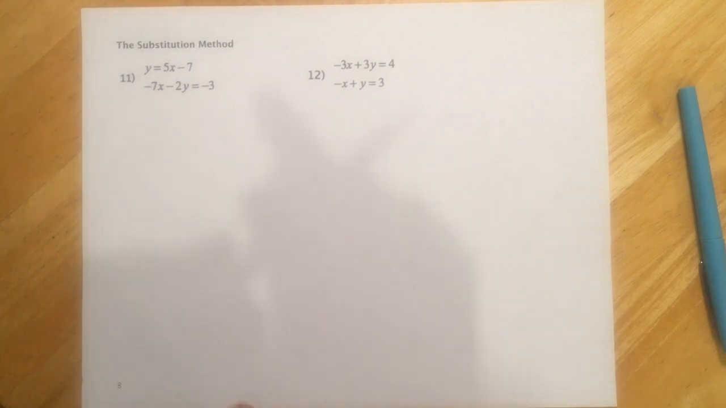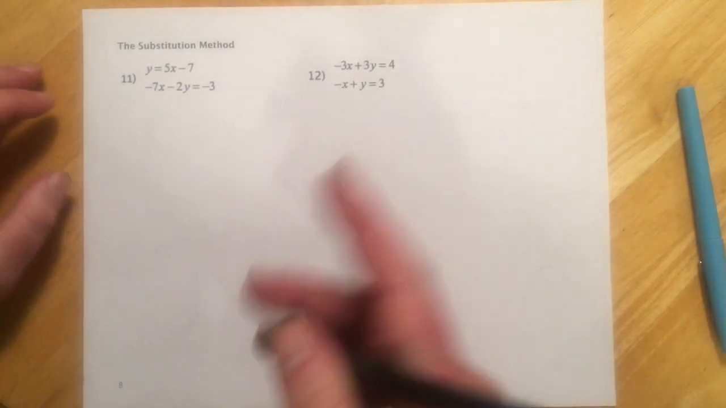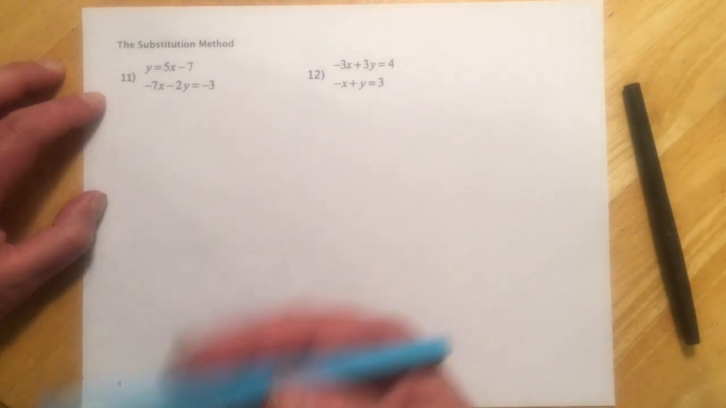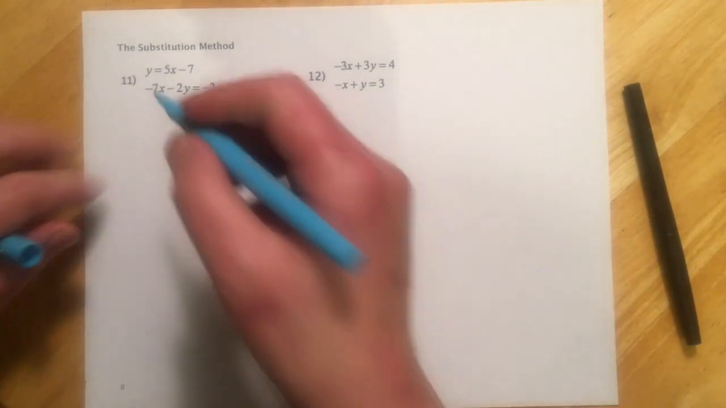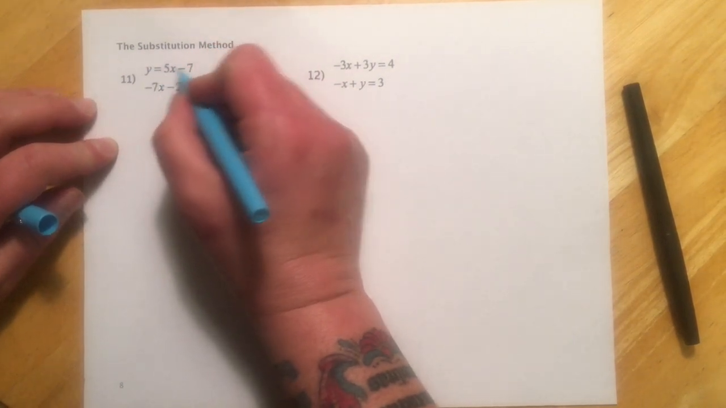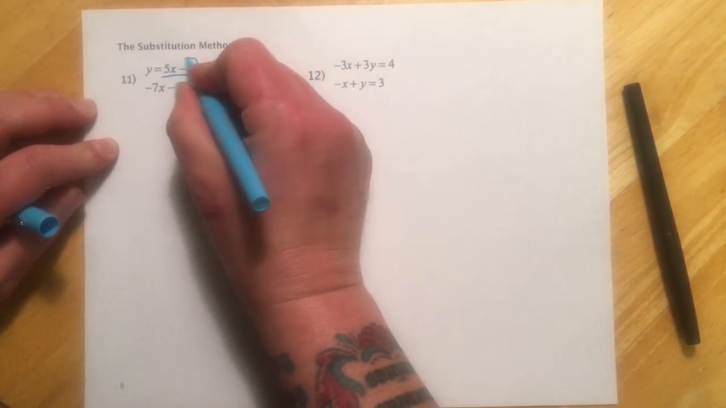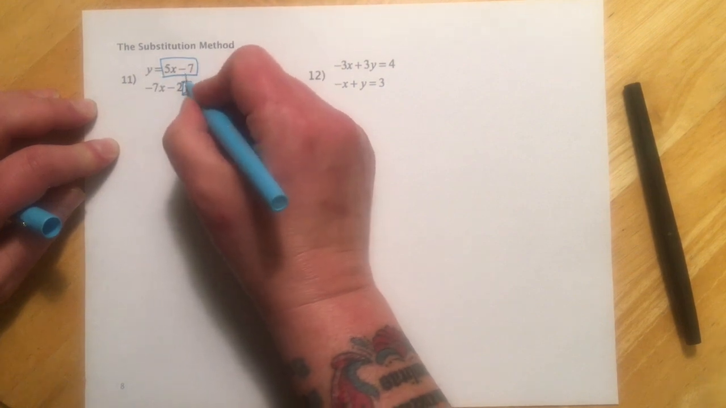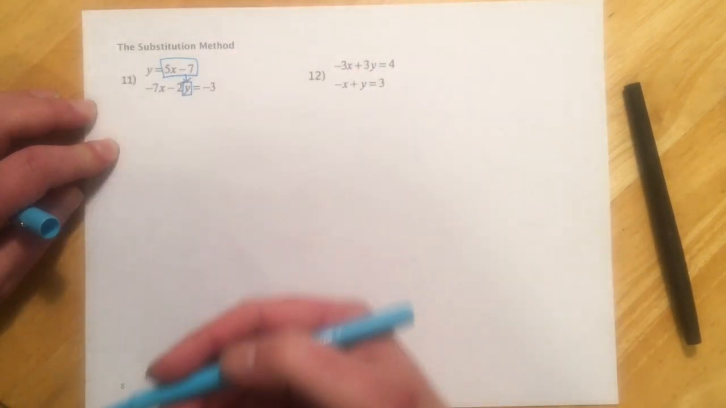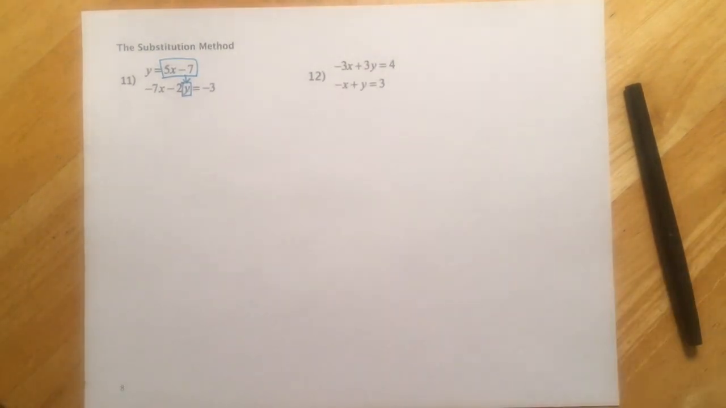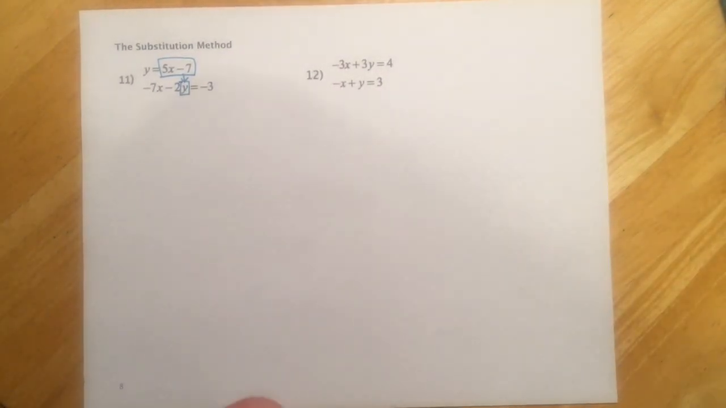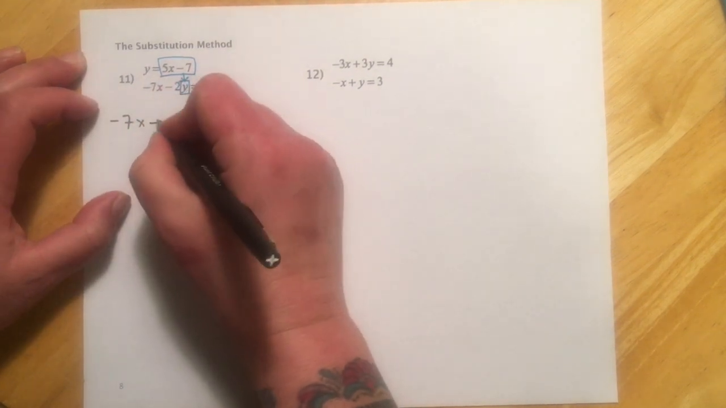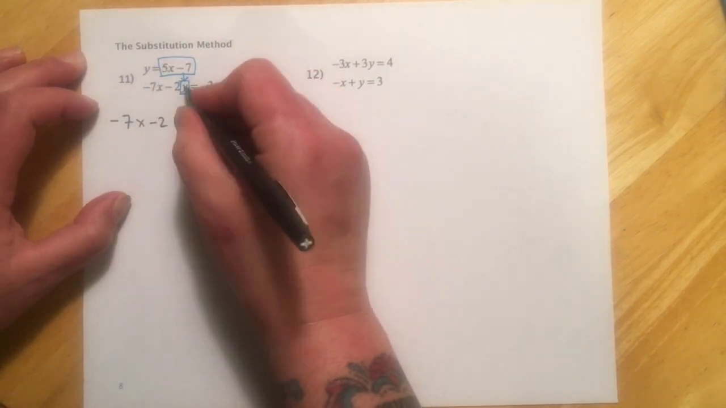So the idea with this is that we're going to substitute the two equations so that we eliminate a variable and get it down to a one variable equation. So this one is set up y equals 5x minus 7. So I'm going to take this 5x minus 7 and put it right there for that y. And that's the substitution. And so you'll see once I do that, I'm bringing down this negative 7x, and then that minus 2, and then all this stuff goes in for that y.